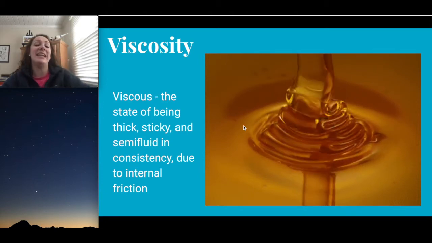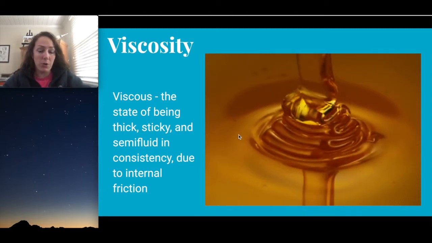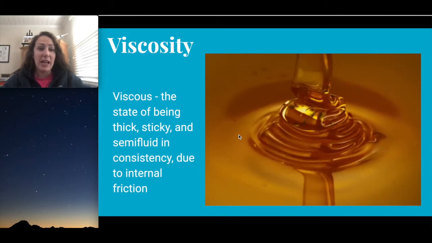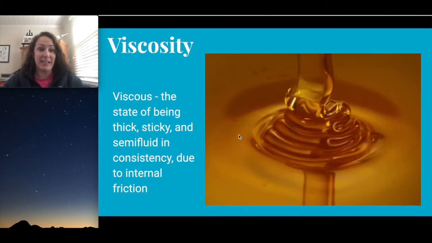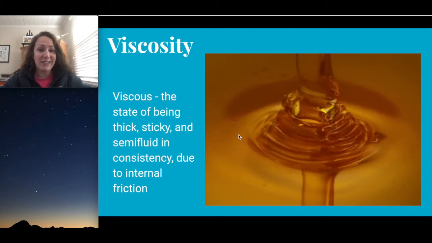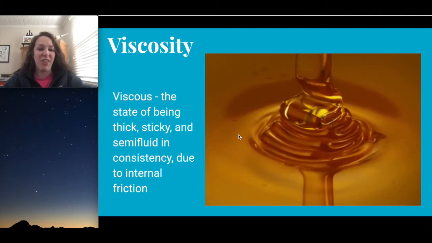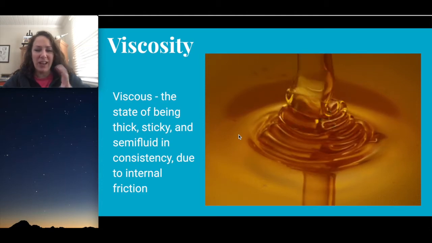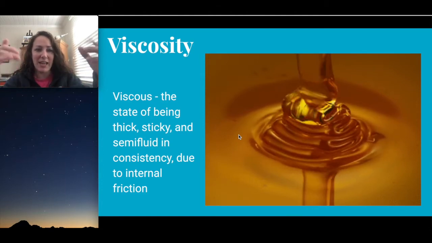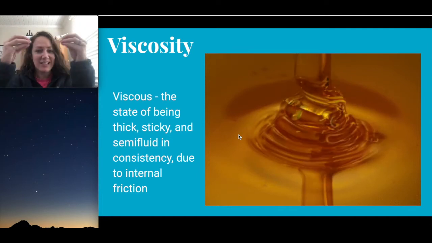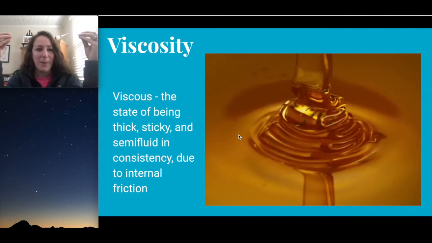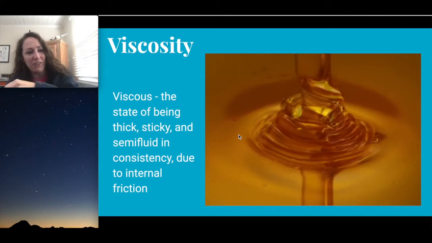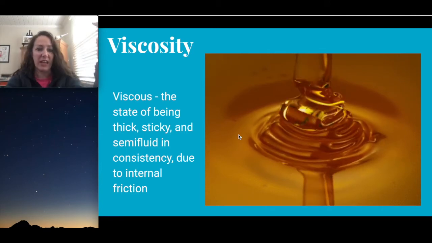Viscosity, this is honey here. If you've ever worked with honey, you know that it is thick, sticky stuff, okay? And that means it has a high viscosity. So viscosity is the state of being a thick, sticky semi-fluid, okay? There's a lot of friction in those particles that make up the honey, which causes it to stick to itself, and that slows it from flowing, but it still can flow. It's just like a really thick liquid.